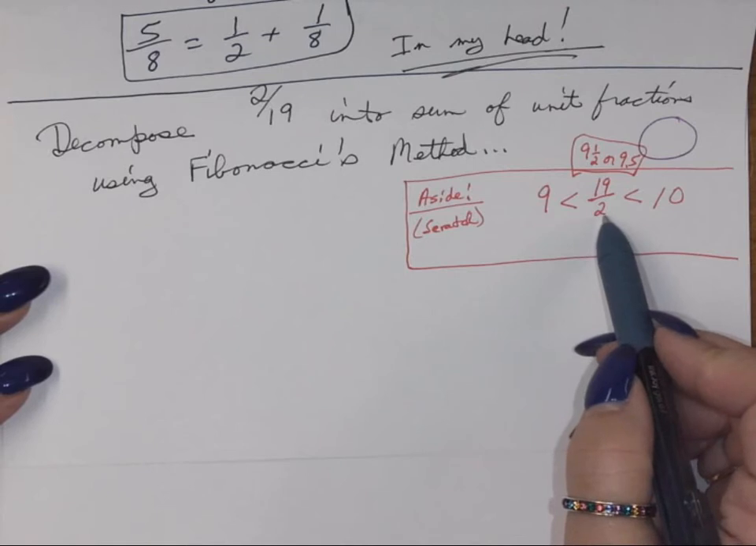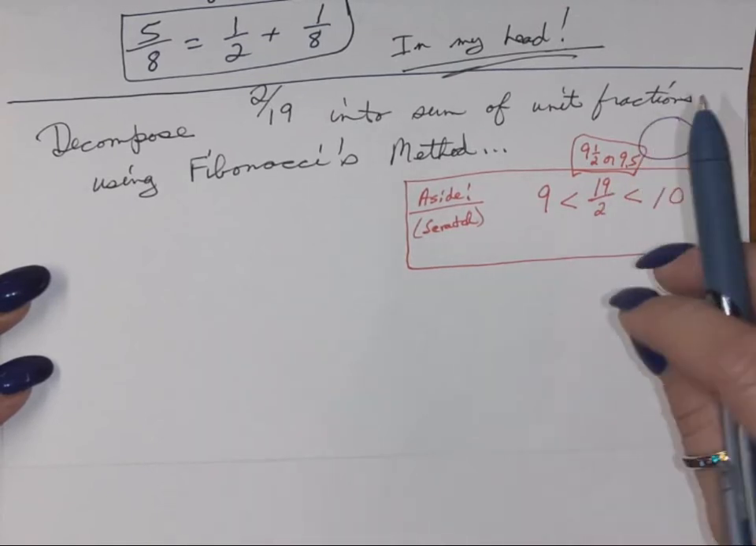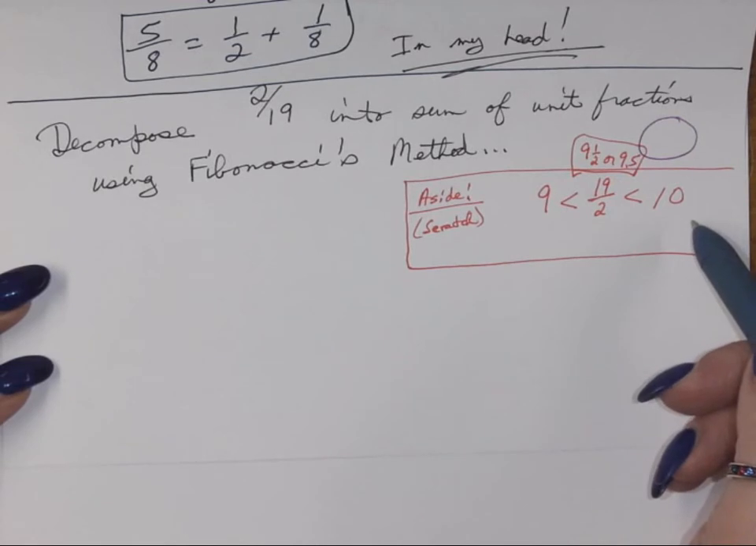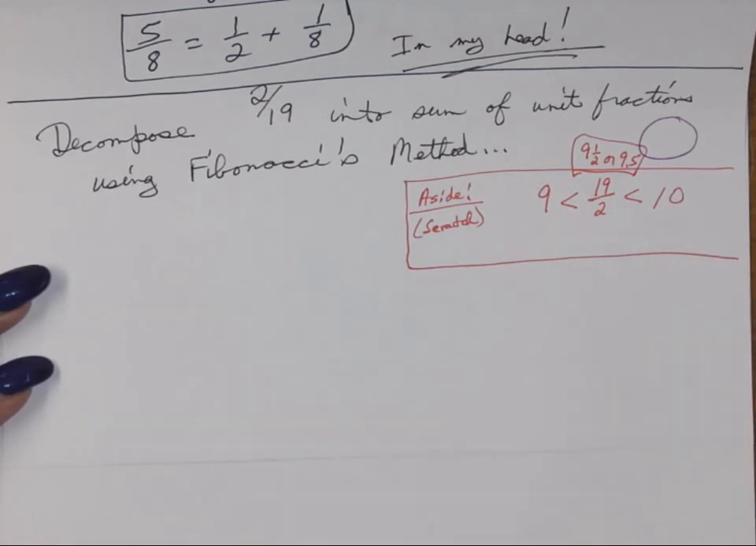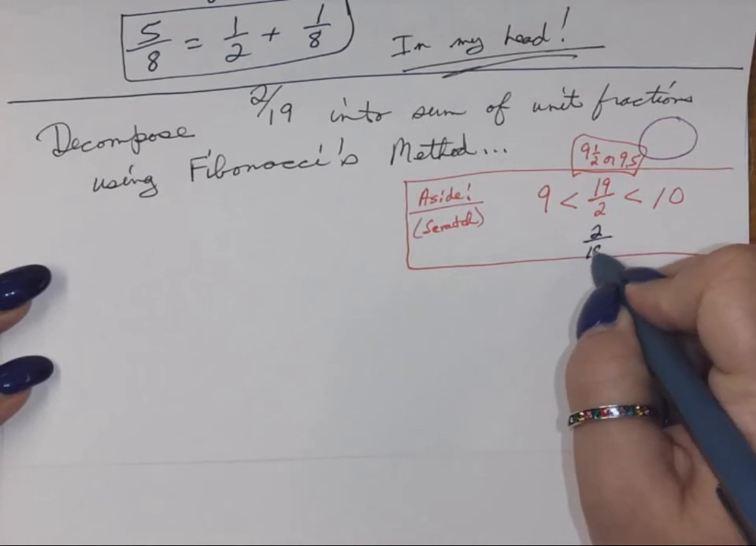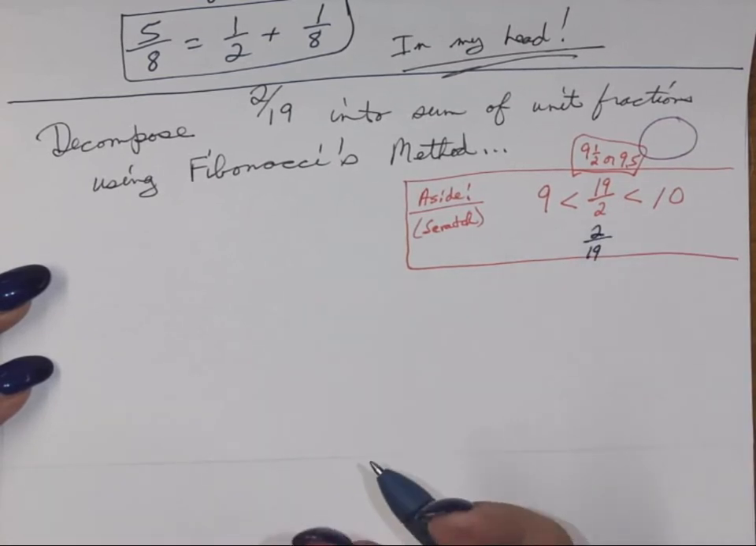So what happens is, I know that if I had flipped this and made it 19 over 2, these are the whole numbers it would be between. I don't want that though. I want the fraction part. So maybe you can see where I'm headed. If I flip it back, that would be 2/19.